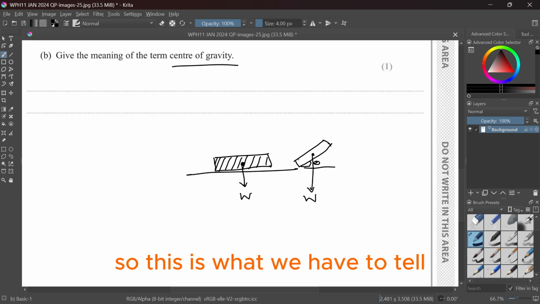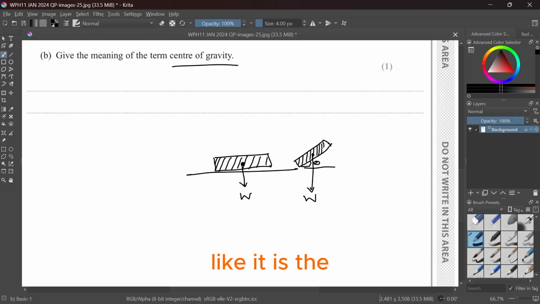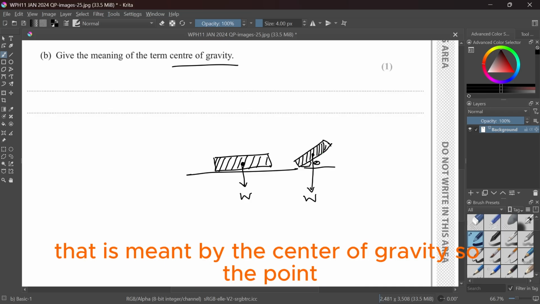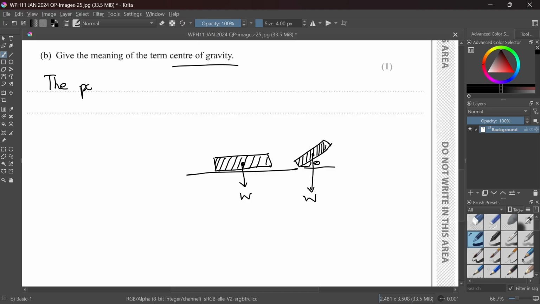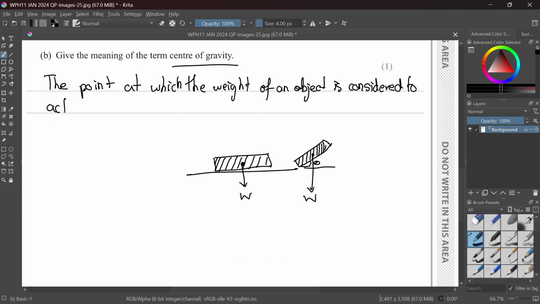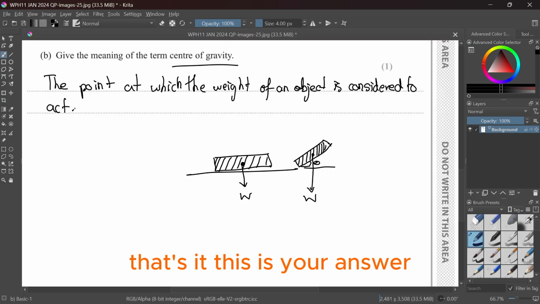Okay, so this is what we have to tell: we consider a point where the weight might be acting, that is meant by the center of gravity. So the point at which the weight of an object is considered to act. That's it. This is your answer.